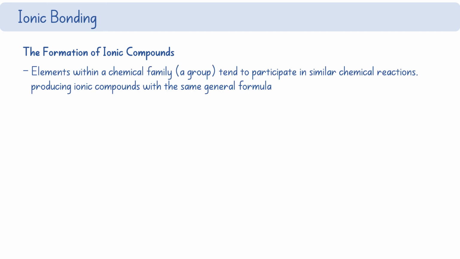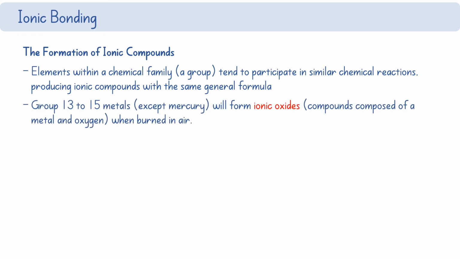Elements within a chemical family or a group, the columns, tend to participate in similar chemical reactions, producing ionic compounds with the same general formula. Groups 13 to 15, except mercury, will form ionic oxides, which are compounds composed of a metal and oxygen, when burned in air. Groups 1 and 2 form ionic compounds with oxygen.